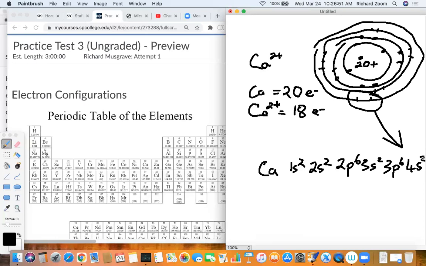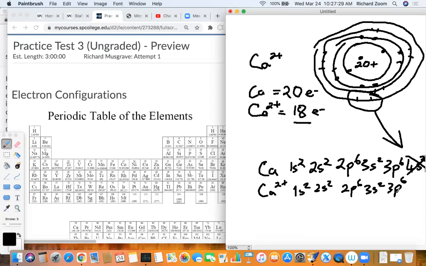That's for calcium. And calcium 2+ would be removing these 2 electrons here. So that'd be 1s2, 2s2, 2p6, 3s2, 3p6. And if you add those up, it's going to be 18. 2 plus 2 plus 6 is 10, plus 2 is 12, plus 6 is 18. So that's where the 18 comes into play. Anybody have any questions so far about this?